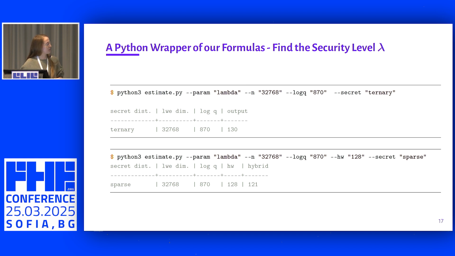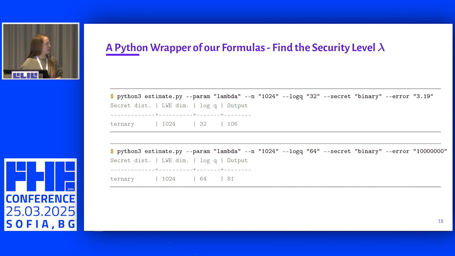So for now we saw an example of the secret distribution being ternary, but we can also set different distributions. So for example, here we can see the sparse distribution. We just put secret sparse and we specify the Hamming weight. In this example it is 128. And in this case, since the most efficient attack is the hybrid attack, we will see the result, the security that comes from this one.